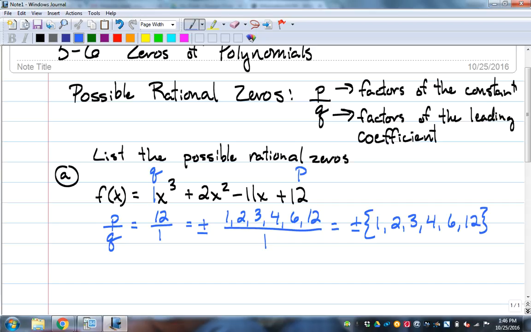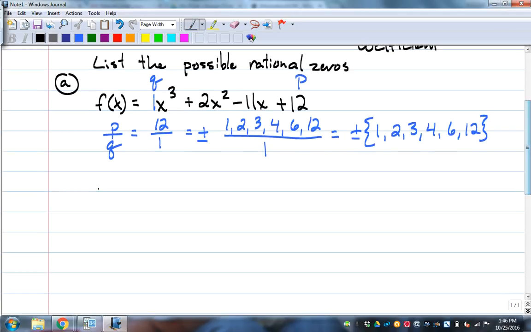But I want us to get used to this P over Q list, because that takes us from having to guess all the numbers in the world down to this one. It took us down to a list of 6 numbers, technically 12 because of the positive and negative side, instead of from negative infinity to positive infinity. So that cuts it down a lot to a very small set of numbers. We're going to work on getting that P over Q list, and then we're going to say, okay, what can I do with that?